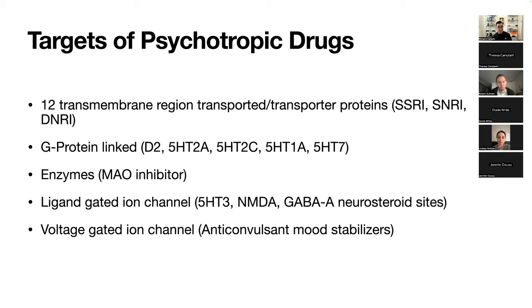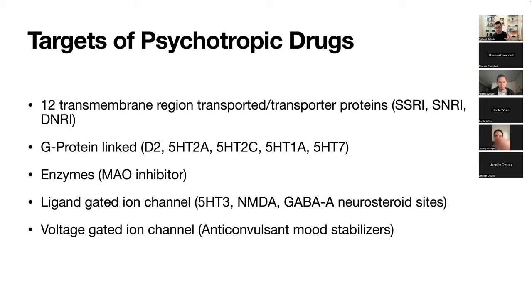Ligand-gated channels, an example would be 5-HT3, NMDA, and GABA-A neurosteroids, which is a new class of medication used in depression. We can talk about that a little bit later on also. Postpartum depression.